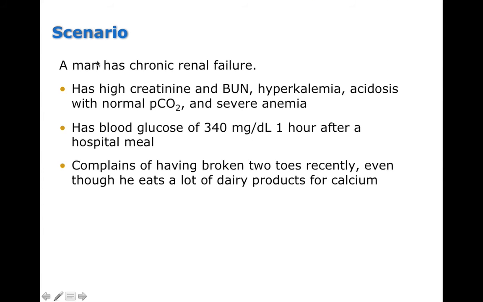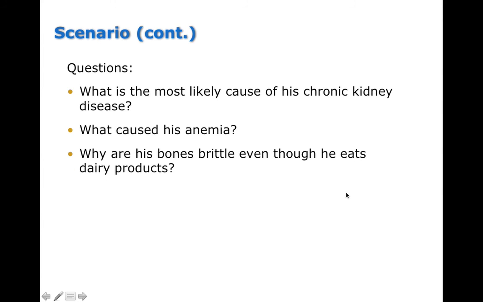Now, the scenario here says a man has chronic renal failure, has high creatinine and BUN, is hyperkalemic and acidotic with normal PCO2, but also severe anemia. His blood glucose is 340 milligrams per deciliter 1 hour after a hospital meal, and he complains of having 2 broken toes recently, even though he eats a lot of dairy products. So the question here says, what's the most likely cause of his chronic kidney disease? What caused the anemia, and why are his bones brittle?